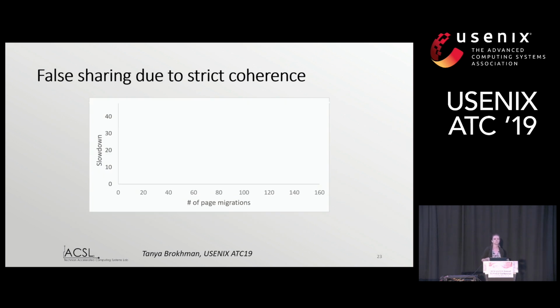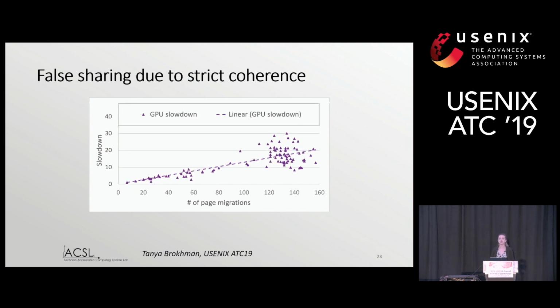What we did is we varied the number of loop iterations performed by each GPU, and by doing so, we actually varied the number of page migrations. This is what you can see on the x-axis. The y-axis is the slowdown compared to our baseline, in which the two GPUs are each working on a private buffer. So we can easily see that the slowdown due to false sharing increases linearly with the number of page migrations, which is pretty expected, right?